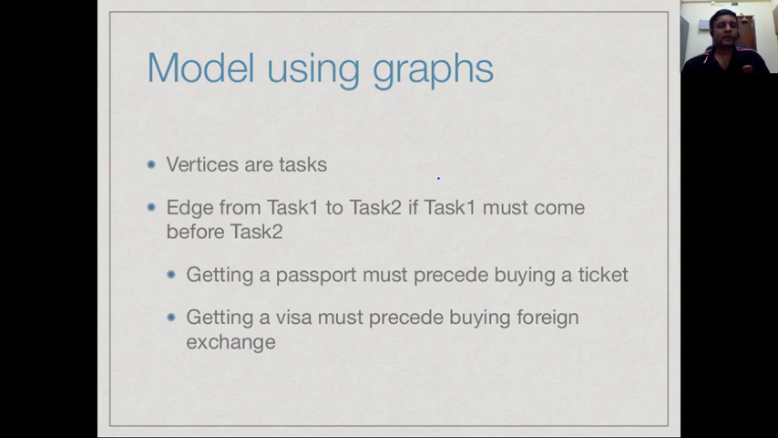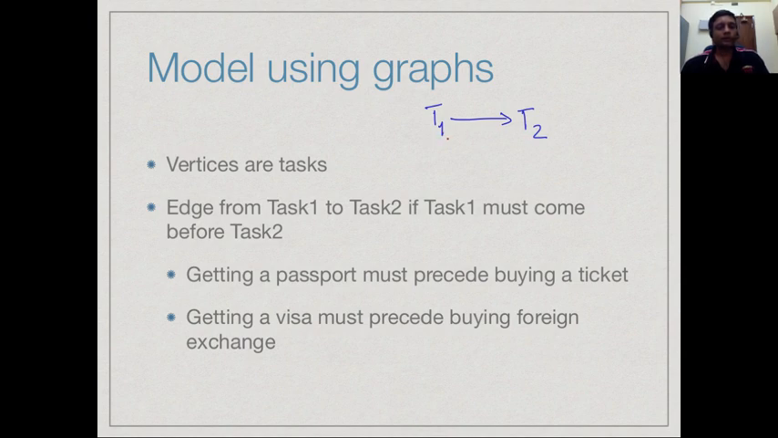So as you would expect, we will model this using a graph. In this graph, the vertices will be the tasks, and then we will have an edge pointing from T1 to T2 if T1 must come before T2. In other words, T2 depends on T1. You cannot do T2 unless T1 has been completed.